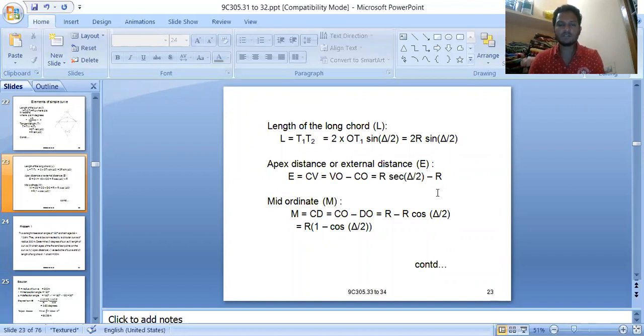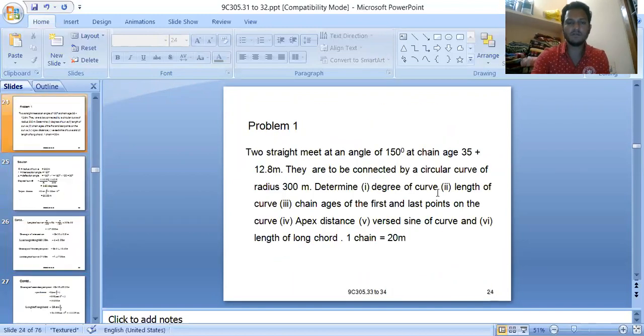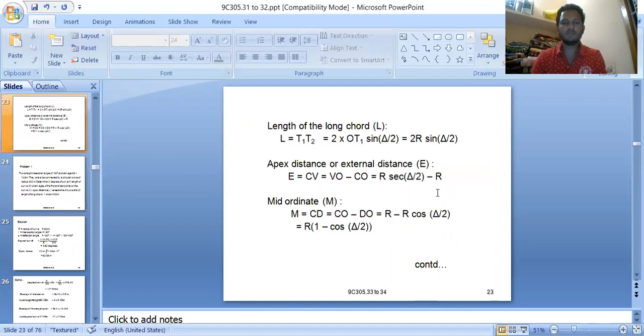And then apex distance or external distance E, which is nothing but CV, which is VO minus CO. On simplifying, we will get R into secant delta by 2 minus R. And then we have the mid ordinate, which is CD. CD is nothing but CO minus DO. CO value is nothing but the radius of the curve, and DO is R cos delta by 2, already calculated. On simplifying, we will get R into 1 minus cos delta by 2.